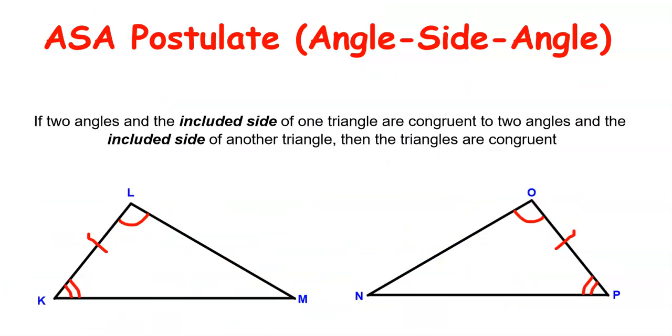If two angles and the included side of one triangle are congruent to two angles and the included side of another triangle, then the triangles are congruent. Again, the key word here being included. That side has to be shared by the two angles that we say are congruent, or we do not have the ASA angle side angle postulate.